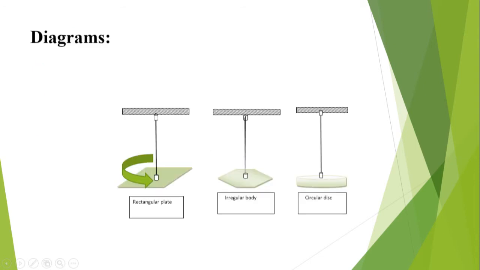Next, you can see the diagram. The arrangement of our experiment will be like this. This is the rigid support. This is the suspension wire. We need to mount the required object at the bottom free end: the rectangular plate, the irregular plate, and the circular disc. These are the different experimental trials we need to conduct.